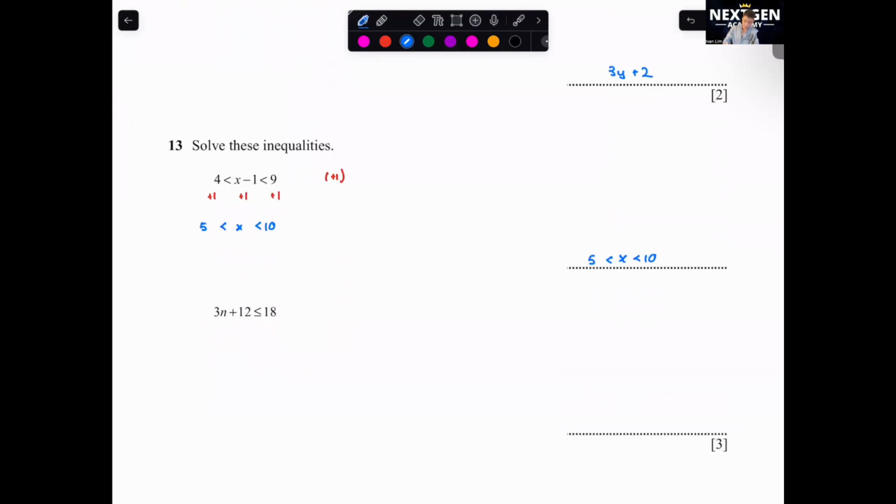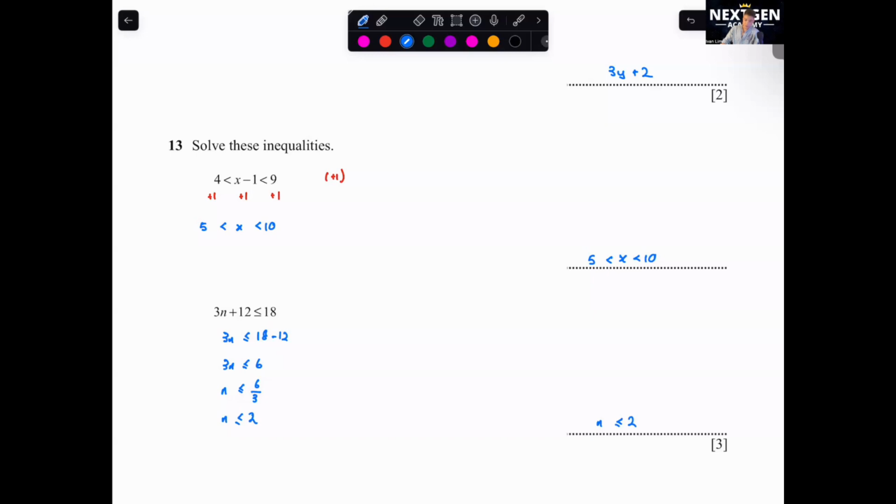Next one. Okay, 3n plus 12 less than or equal to 18. Okay, this one just solve as normal. 3n less than or equal to 6. n less than or equal to 6 over 3. n less than or equal to 2. Okay, and also write down the full answer over here. Okay, don't just write 2 as your final answer.